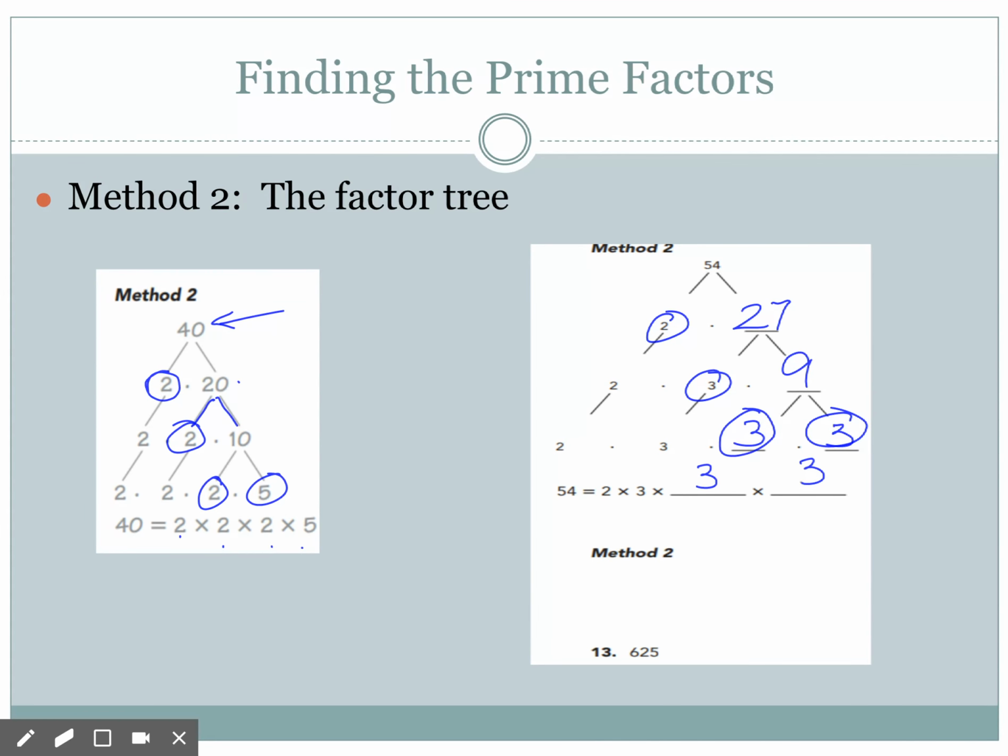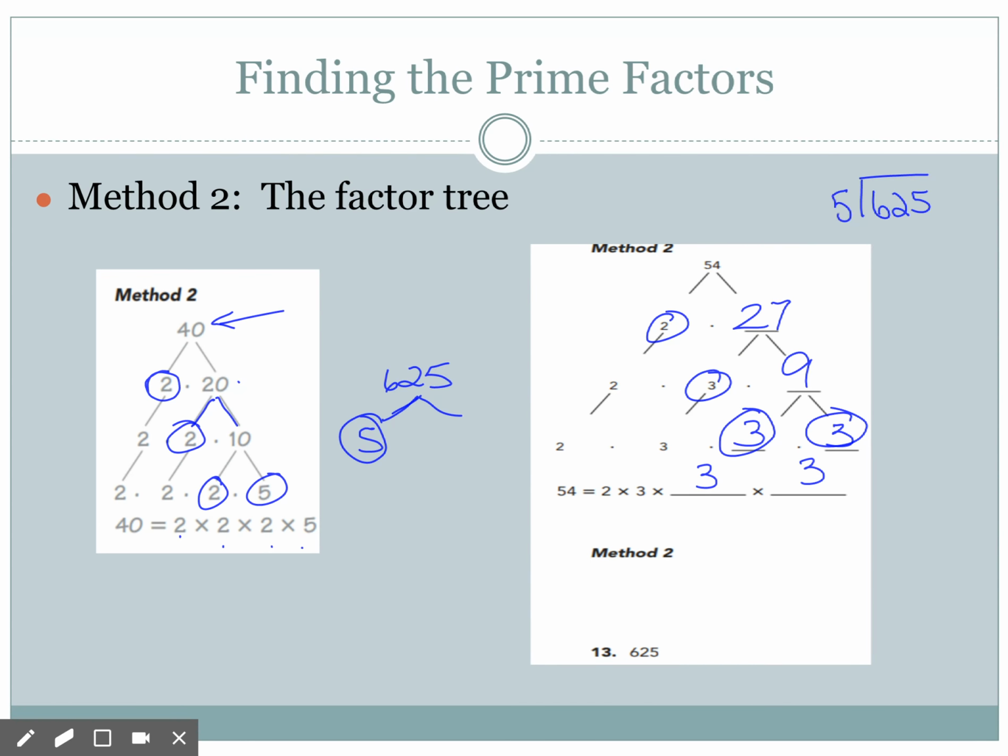Let's do 625. Do it up here. There's a little room. I see that this number ends in 5. So I'm going to break it down simply into 5, which is a prime number. And then 5 times, I'm not sure, so I'm going to use long division.